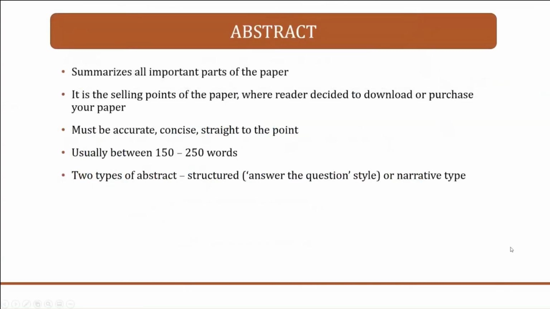So abstract. Now, basically abstract summarizes all the important parts of your paper. So it is a selling point because if you look into your database, if you can click into the paper, most of the time you can actually get the whole paper, which is good. But even if you cannot get the whole paper, you can still read the abstract. From that abstract, you can decide whether you want to purchase the paper. If that paper has to be purchased, then you can purchase the paper.